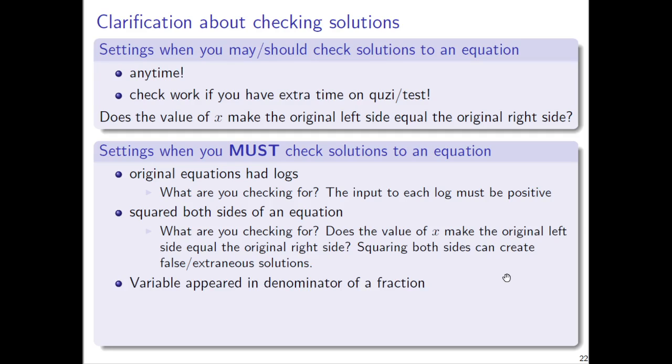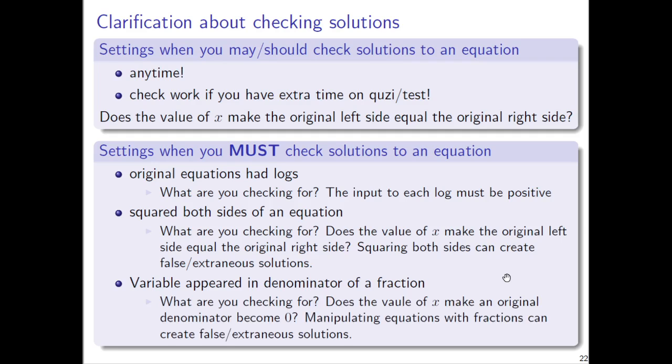There's one other setting in which you really must check solutions to an equation, and that's if a variable appeared in the denominator of a fraction. So if you have x hanging out in the bottom of a fraction, you should check: does the value of x you have make any of the original denominators become 0? Because when you start manipulating equations with fractions, this can also create false or extraneous solutions. So those are the three settings in which you must check, but you could always check just to help snuff out any errors that occurred earlier.